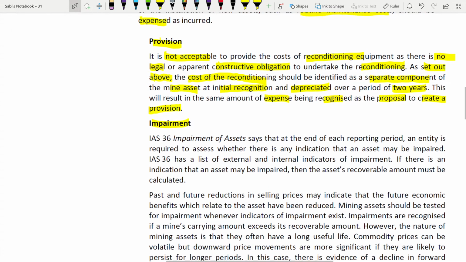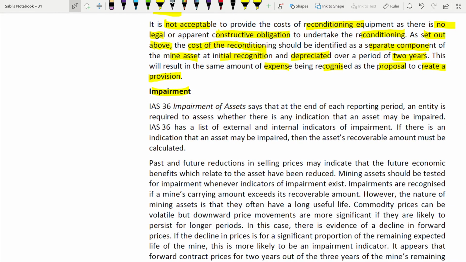Impairment, which is IAS 36, says at the end of each reporting period, an entity is required to assess whether there's an indication that the asset may be impaired. Every year you have to see whether there are conditions to prove that your asset is impairing or not. The value of the asset is going down or not. IAS 36 says you have to do it. So if you see that there are some indicators of impairment, you have to impair it. IAS 36 has a list of external and internal indicators of impairment, and you have to refer to this.